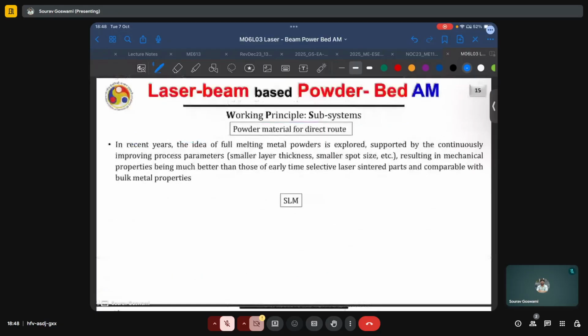More recently, however, the idea of full melting of metal powders has been explored, supported by the continuously improving process parameters in terms of smaller layer thicknesses, smaller spot sizes, which result in mechanical properties being much better than earlier time selective laser sintered parts and compared almost with wrought or bulk metal properties.